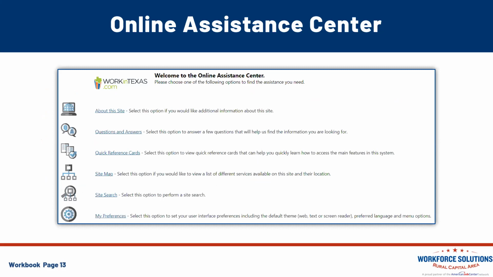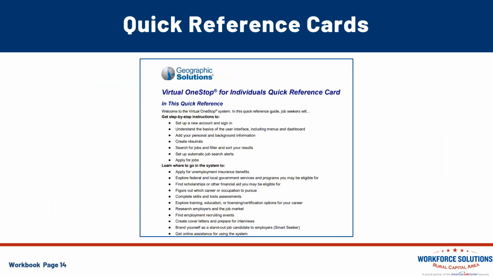Now, the Online Assistance Center: once you access that, the first option is about the site. The second one is frequently asked questions with answers. The third option is quick reference cards that'll give you step-by-step instructions on how to complete certain tasks within the system. There is a site map and a site search. And then you have preferences on how you can view your profile within the system. That's a sample of one of the quick reference cards so that you can see those step-by-step instructions.